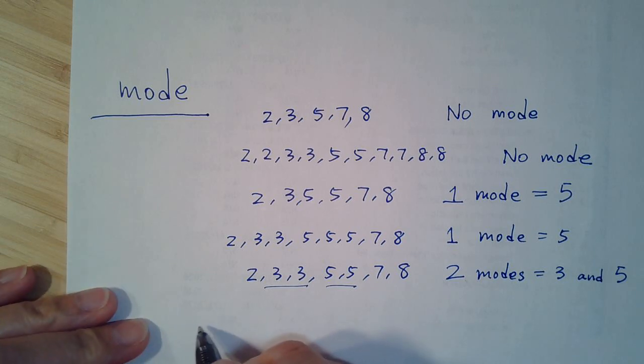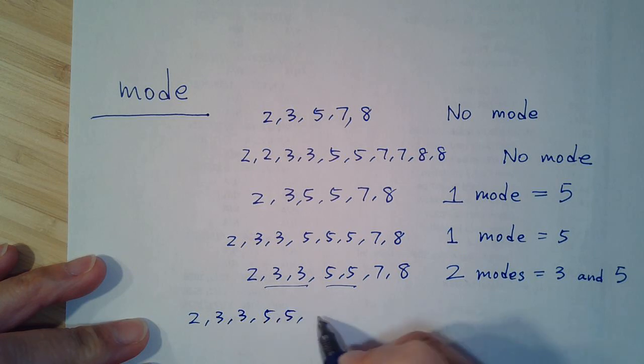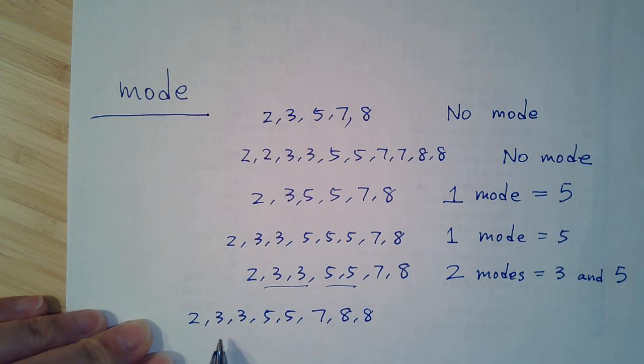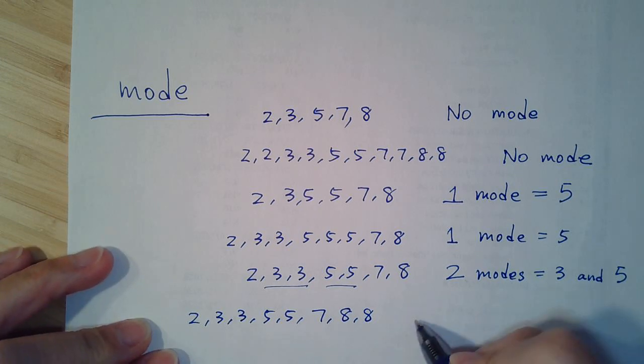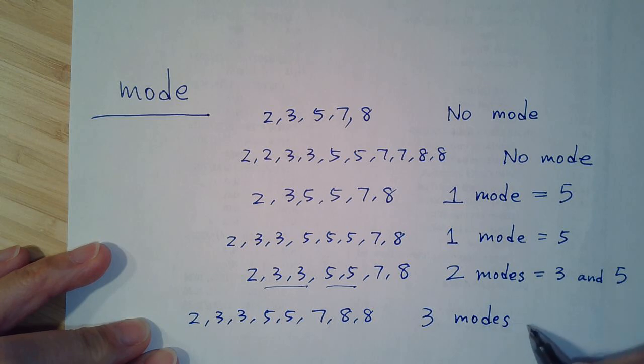Okay, let me give you one more example, the last one: 2, 3, 3, 5, 5, 7, 8, 8. There are 3 modes in this case, so we might have multiple modes. That is 3 and 5 and 8.